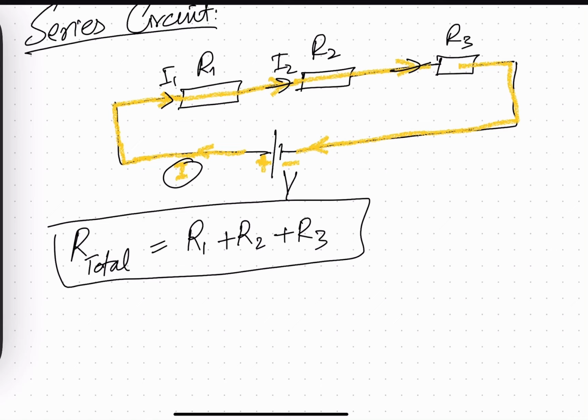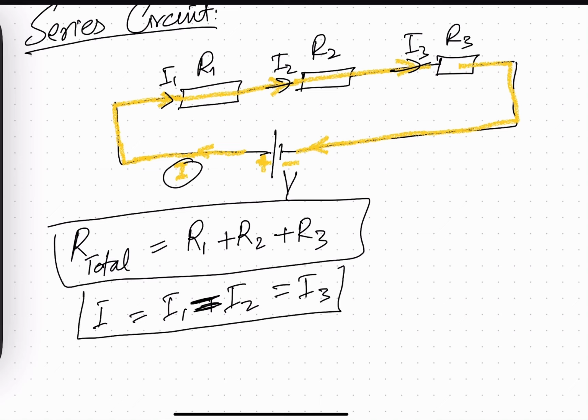Let's suppose this is I2, this is I3. All the currents are the same. So we can say that the total current I is equal to I1, is equal to I2, is equal to I3. All the currents in all the components are the same. Okay, so this is about the current for the series circuit.